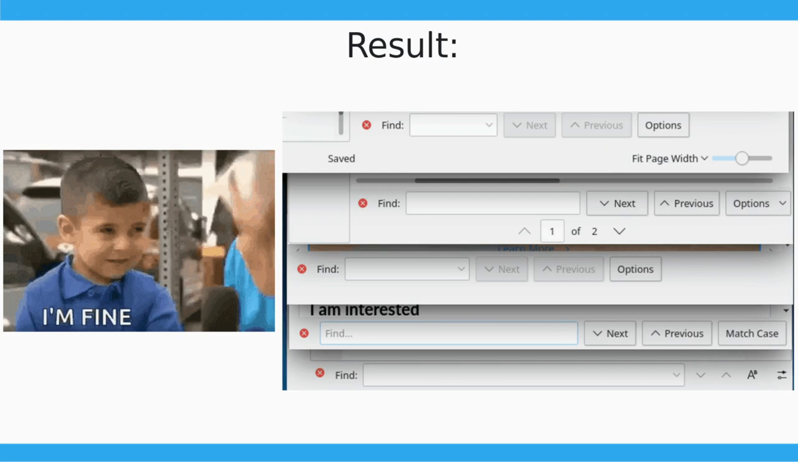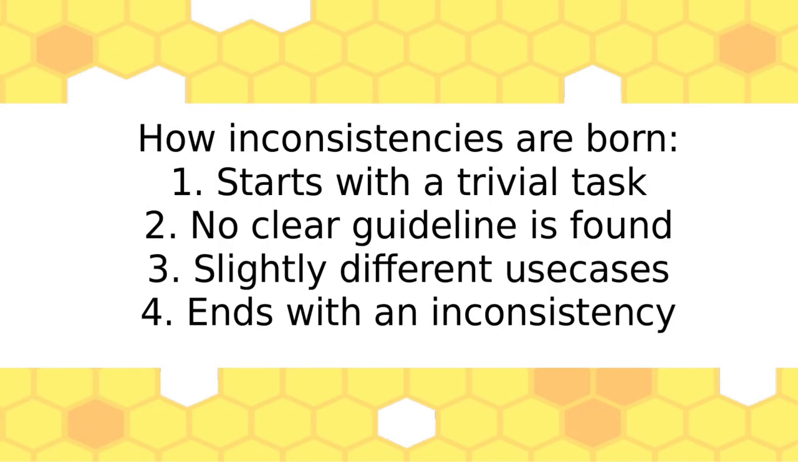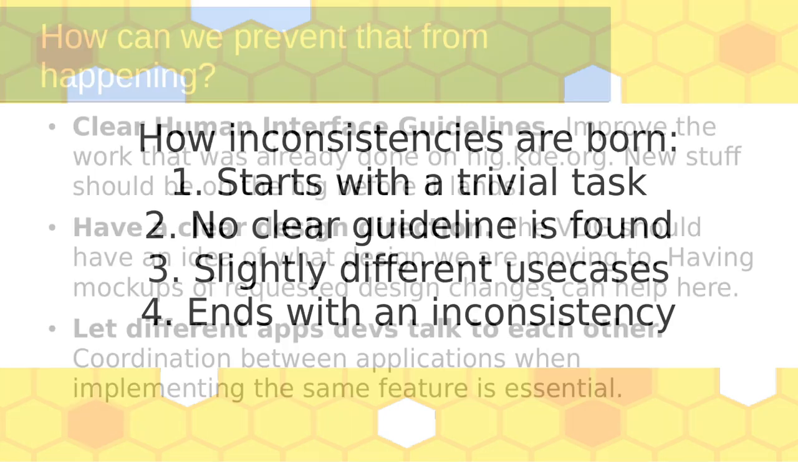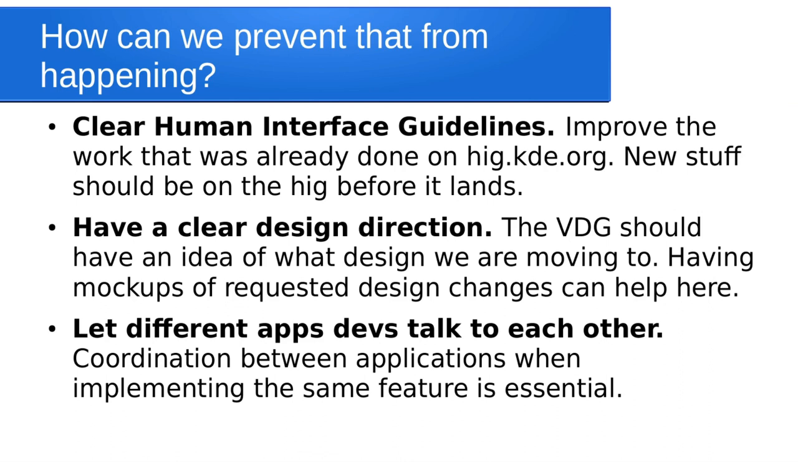Next slide, okay. We start with a trivial task, implementing a search bar. There's no clear guideline, so the HIG doesn't specify how a search bar should be. We have slightly different use cases, a web browser, a text editor, and so on. So we end up with an inconsistency. Now, how can we avoid that from happening? First of all, we talk about guidelines.